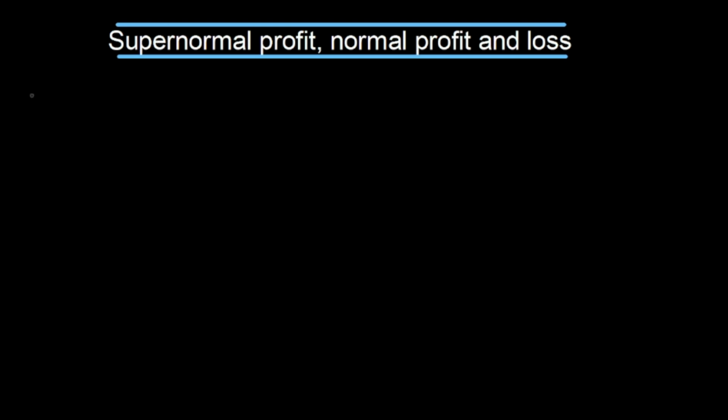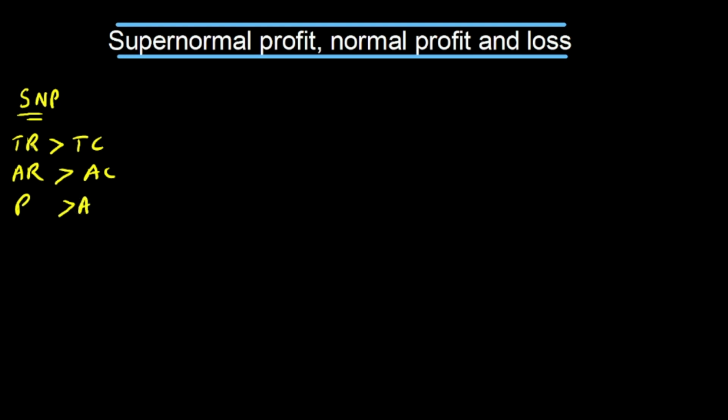Okay everyone, supernormal profit, normal profit and loss. This is a really confusing concept in imperfectly competitive markets. So supernormal profit is when total revenue is greater than total cost and average revenue is greater than average cost, or price is greater than average cost.